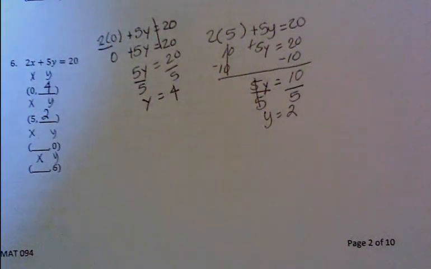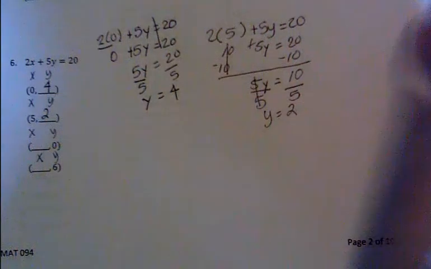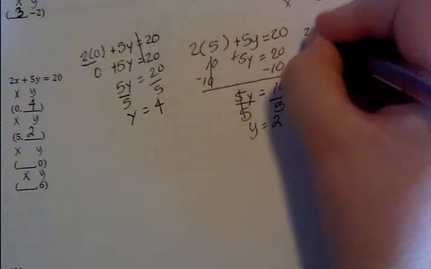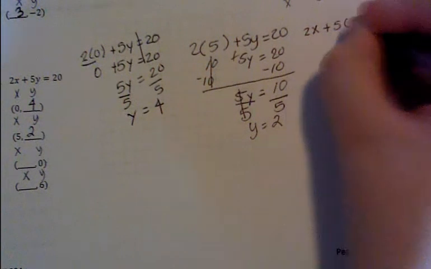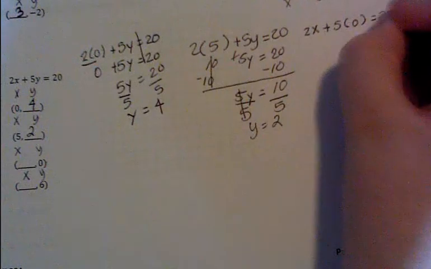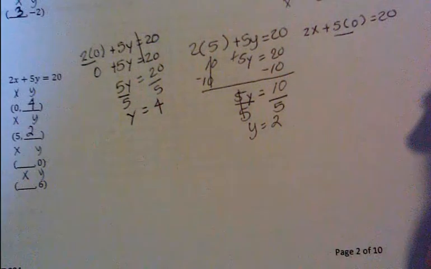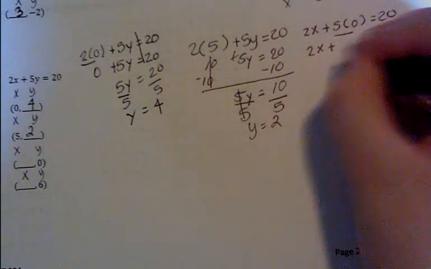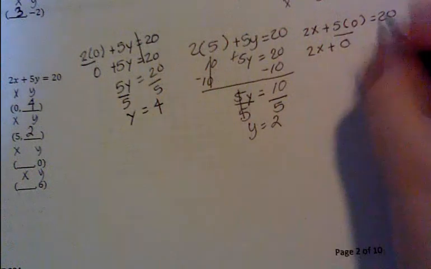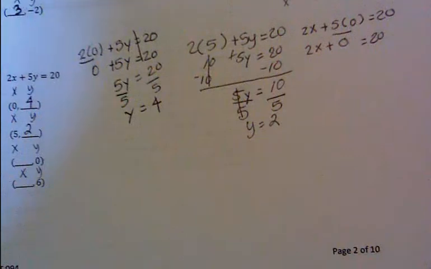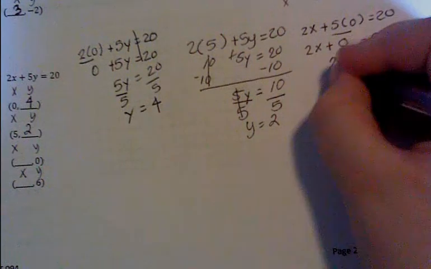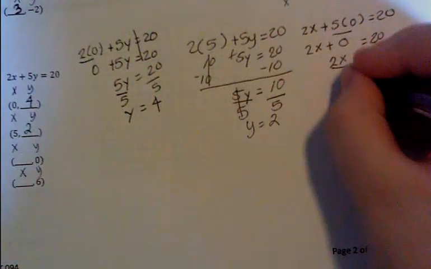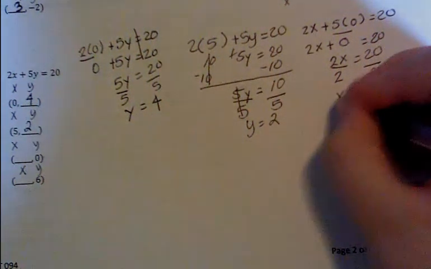So now I have blank 0 for my next problem. I don't know what my x is, but I know my y is 0. So I'm going to multiply these two numbers together first. That gives me 2x plus 0, because 5 times 0 is 0, equals 20. 2x plus 0 is just 2x. And then to get that x by itself, I'm going to divide by 2 to get x equals 10.